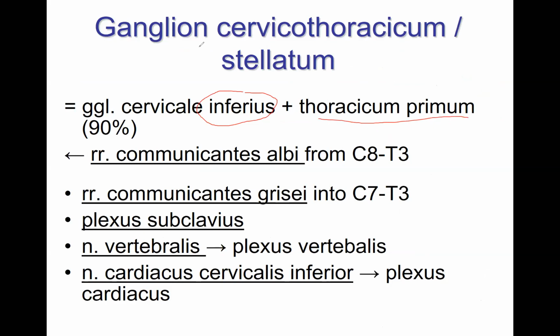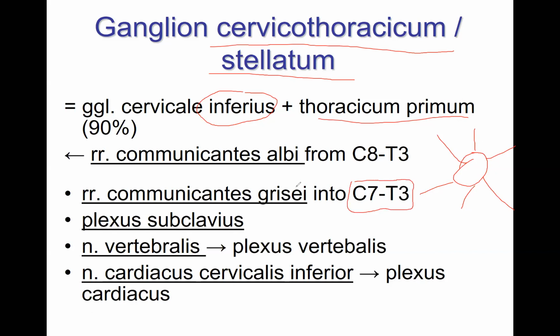And when it fuses, it is called cervicothoracic, or as it has got many branches, and it is quite round or oval, it is called a star-shaped stellate. Yeah, maybe it looks more like a spider than a star, but it is another term which is used. Cervicothoracic or stellate. What are the branches? Again, some gray communicating branches, C7 to T3, something for the heart, the inferior cervical cardiac nerve.